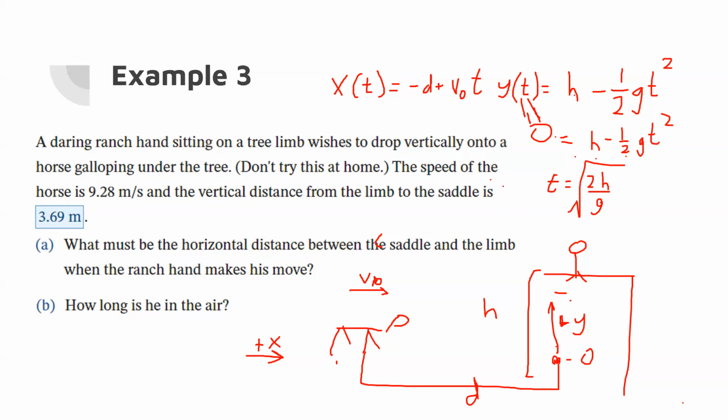And now that I have that time, I'm also going to plug that into the horse's equation because I want him, at the same time, to be at position 0. So I'm going to take that 0 is equal to negative d plus v naught times the square root of 2h over g. And then I can solve that equation for d just by moving d over to the other side, and I have d is equal to v naught square root of 2h over g. And that's how to solve that problem.